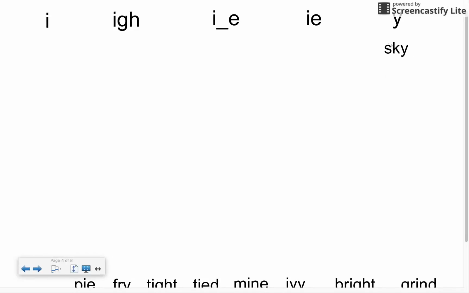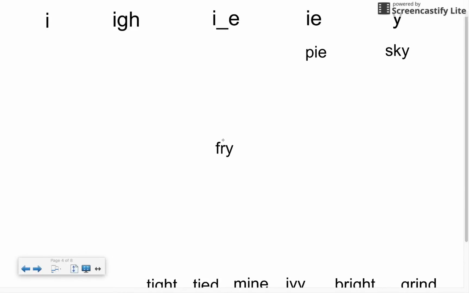Sky has I at the end, and a lot of times the I at the end is spelled with the Y. Okay. Our next word is pie. Maybe touch the screen where you think pie goes. It has a P and an I and an E, and if we look, our I and our E are touching each other. There's no consonant between, so they go right here in the IE column.